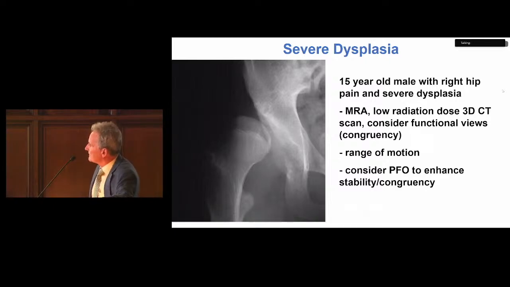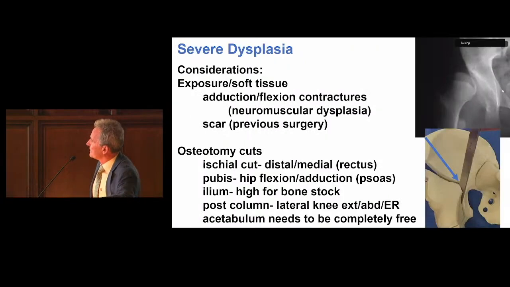And in a case like this, we're thinking almost more like a salvage osteotomy to provide stability to the hip. Very likely, we're going to need a femoral osteotomy in addition to the acetabular osteotomy. So, things to think about. This patient did not have neuromuscular disease, but in the neuromuscular patient with severe dysplasia, we certainly think about adduction and flexion contractures, which we may release during the procedure. If they've had previous surgery, scar tissue can make things more difficult.